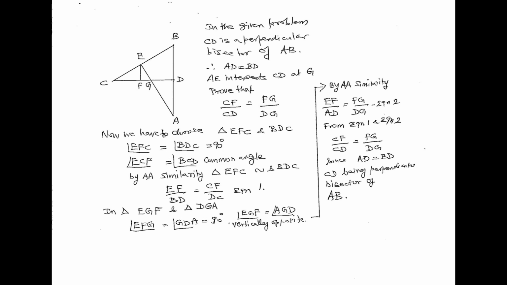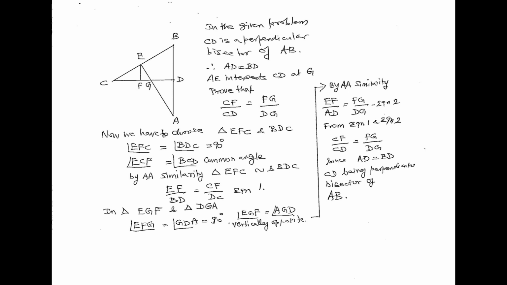Now in the next slide, in the given problem, CD is a perpendicular bisector of AB. Therefore, AD is equal to BD. AE intersects CD at G. We have to prove that CF by CD is equal to FG by DG. Now we have to choose triangles EFC and BDC. In these triangles, angle EFC is equal to angle BDC, which is 90 degrees. Angle ECF is equal to angle BCD, a common angle. Therefore, by AA similarity, triangle EFC is similar to triangle BDC. Therefore, EF by BD is equal to CF by DC. Keep that as equation 1.